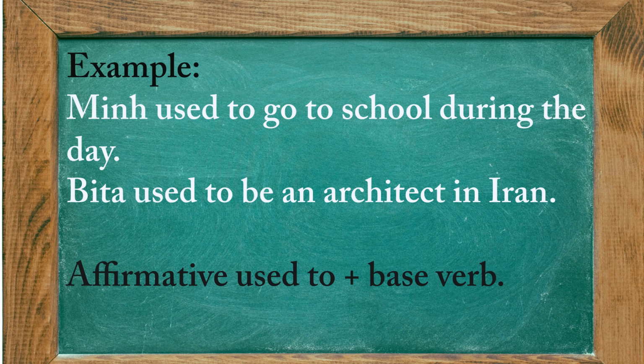Men used to go to school during the day. That means she doesn't go to school anymore during the day. Beta used to be an architect in Iran. This is affirmative, used to.